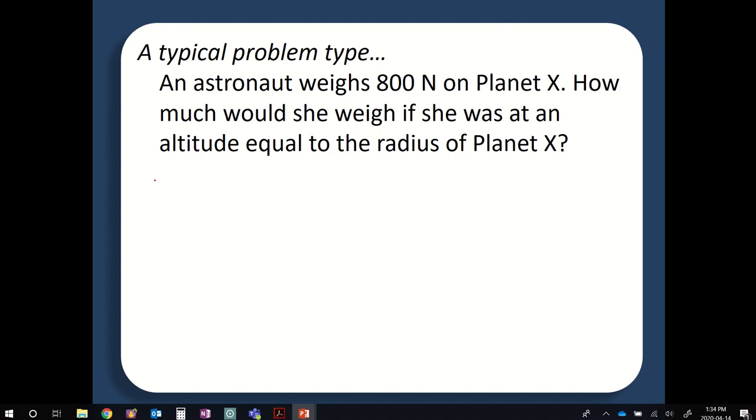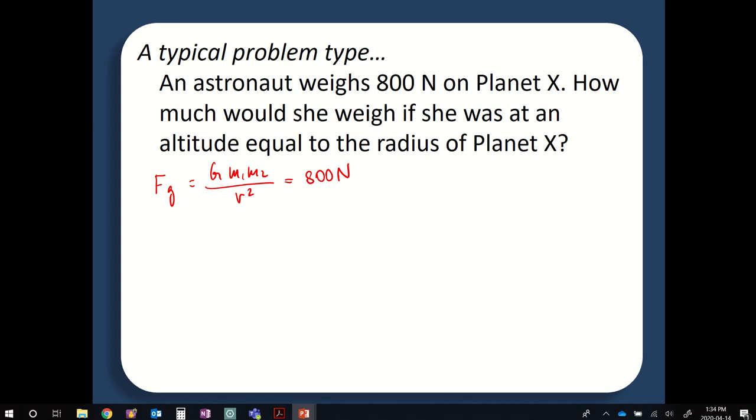So what we're going to do is take your equation, Fg = G times m1 times m2 over r squared. And we know that this is equal to 800 newtons.